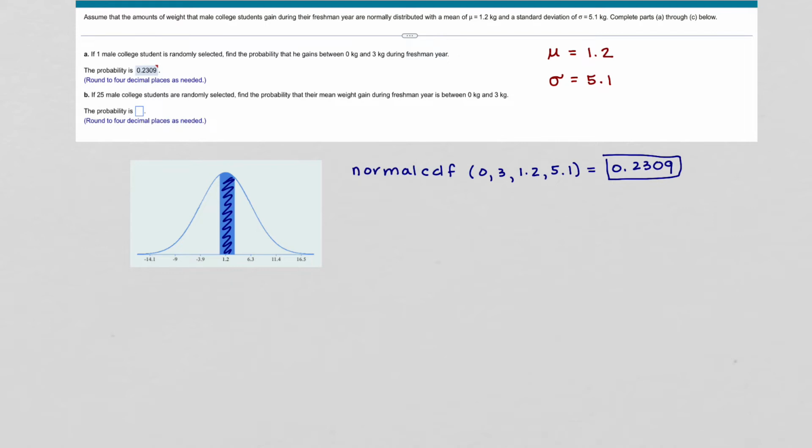Now we get to part B. This says if 25 male college students are randomly selected. So in part A, we were looking at the probability of one individual falling between 0 and 3 kilograms of weight gain. So we have one individual that's just X. But now we want to look at the probability that the average weight gain for a group of 25 is between 0 and 3 kilograms. So that's going to change our distribution.